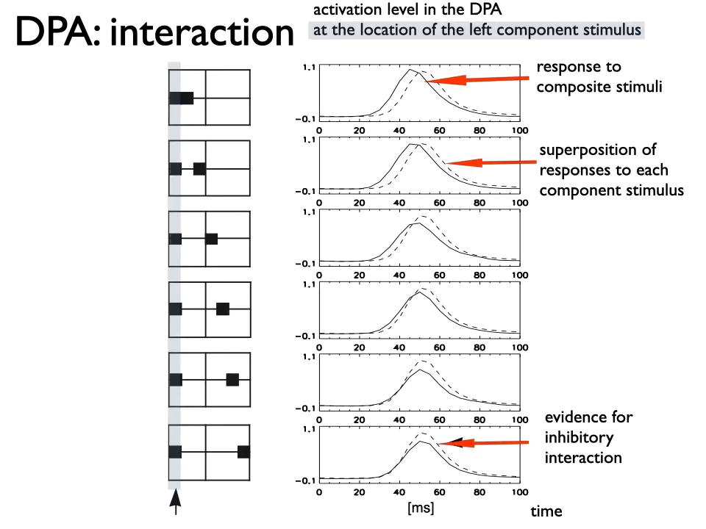Here's a more precise analysis of this. This is the same situation. We're always looking at the location in gray here of the left stimulus, and the right stimulus was at different distances. These are time courses of activation at that leftmost location.